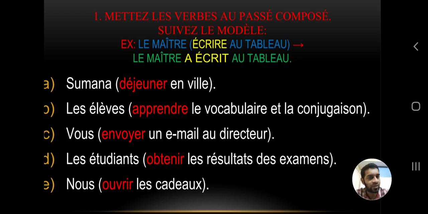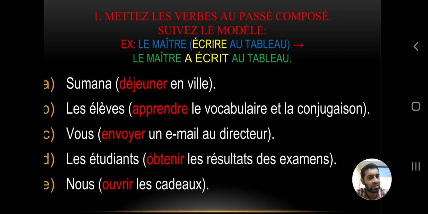So obtenu is the past participle, O-B-T-E-N-U. You can check with Mrs. Van der Tramp. So what verbs start with O? We don't have any verbs that start with O, right? So we'll be conjugating with avoir.